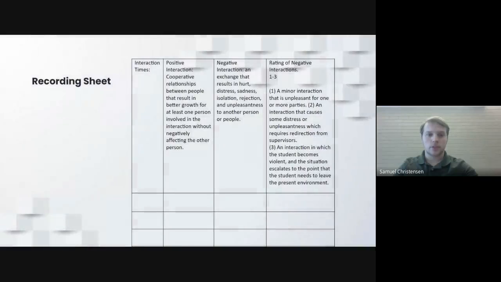Here's the social story that was made specifically for the participant and with a reward system using superhero capes. This is the recording sheet used by myself and the teachers in the classroom to record his positive and negative interactions and rate the negative interactions on a scale of 1 to 3, 1 being minor, 3 being the most severe.